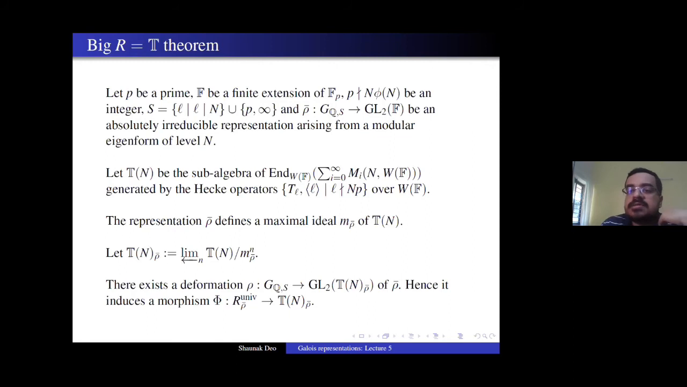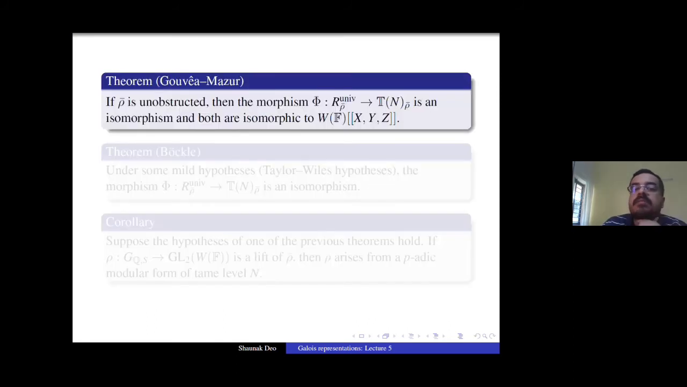The first theorem in this direction was by Gouvea and Mazur. They said that if rho bar is unobstructed, this map phi is an isomorphism, and both rings are isomorphic to a power series ring in 3 variables. That's why this is called big R equals T. We are not putting any restrictions on any deformation ring or Hecke algebra, and the ring is becoming really huge, like a power series ring in three variables. So it has Krull dimension 4, and that's why we call it big R equals T.